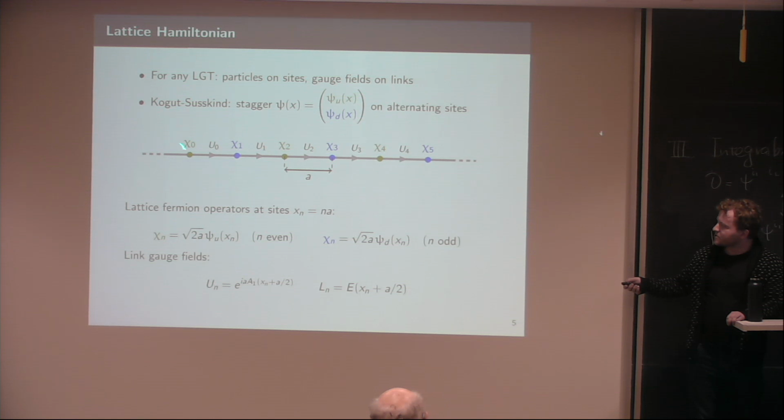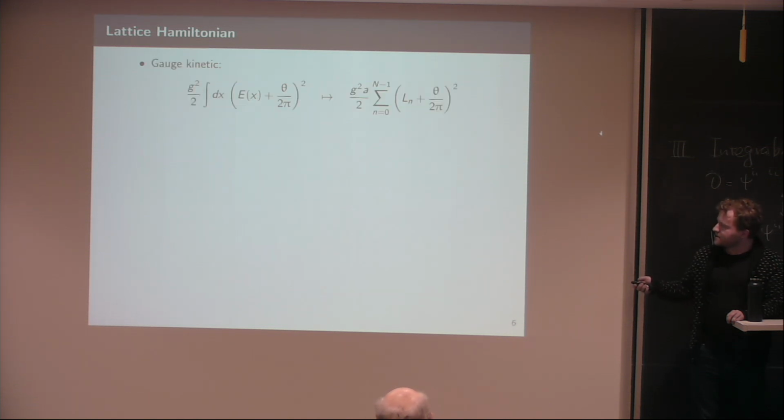And so we get a picture like this. These chi variables are related to the psi by some rescaling related to the lattice spacing a. And so we have these chi's staggered on sites. Between them are these gauge fields U_n. And so then the lattice version of the electric field will be these L_n operators. Okay. So in terms of these, the Hamiltonian is going to look as follows.